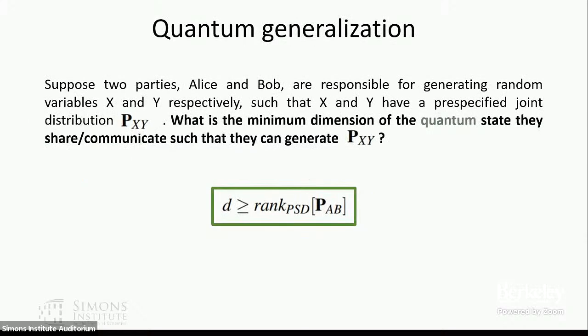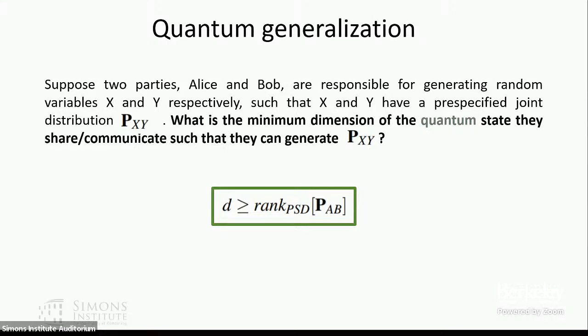a definition here, because what people showed is that the dimension, so D here stands for the dimension of the quantum state, is bounded by the PSD rank of this probability distribution. So you can see the resemblance: in our result on this side, we had a cardinality of a classical variable. Now we have a dimension of the quantum state. And in our result, we had a non-negative rank, but now we have a PSD rank.